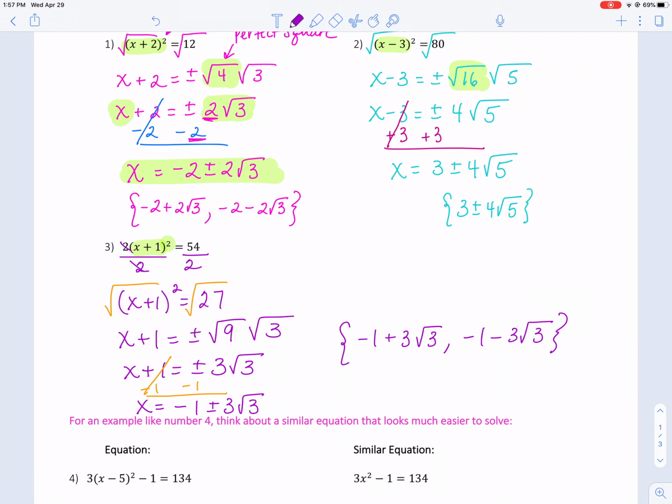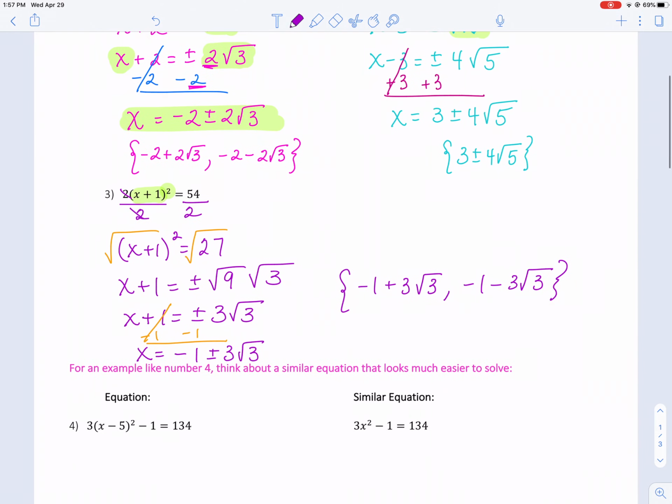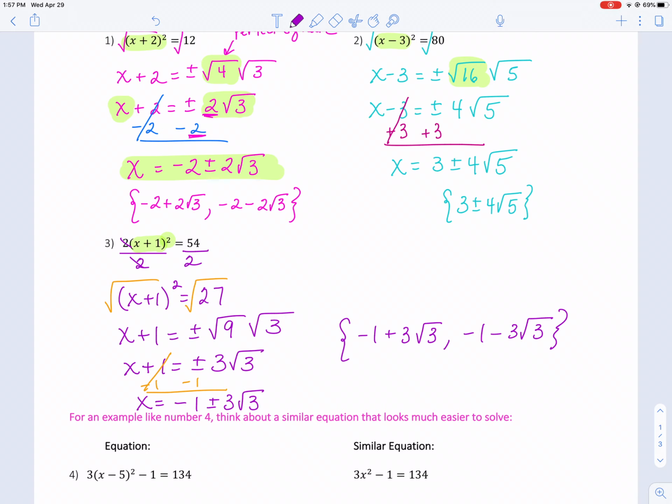There's two answers there, okay? You could show it how I showed number 1 and number 3, or you could show your solution how I showed number 2. It doesn't matter.